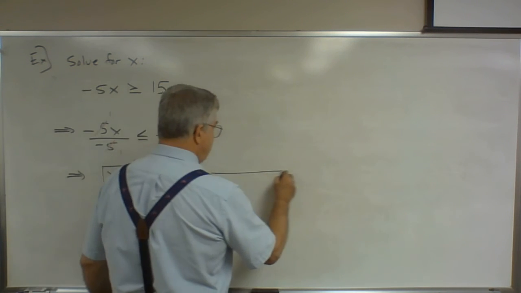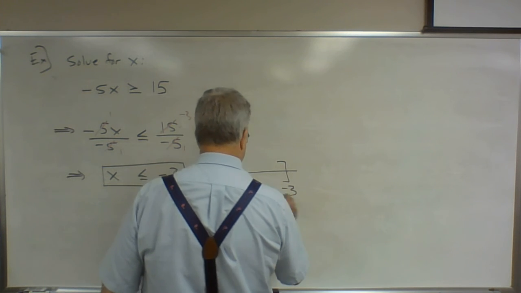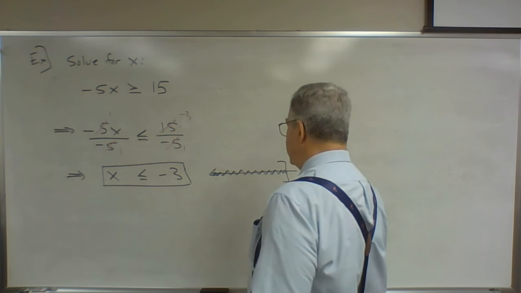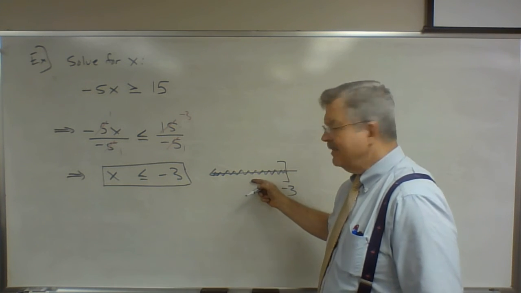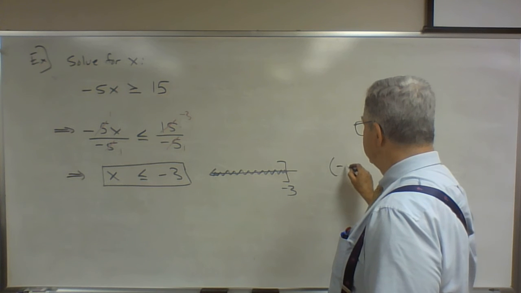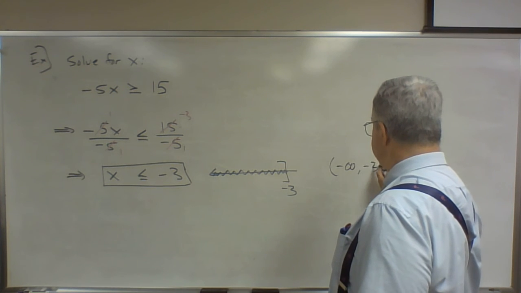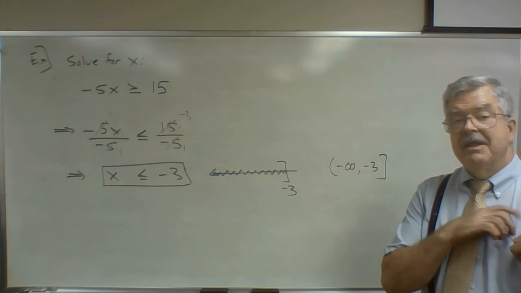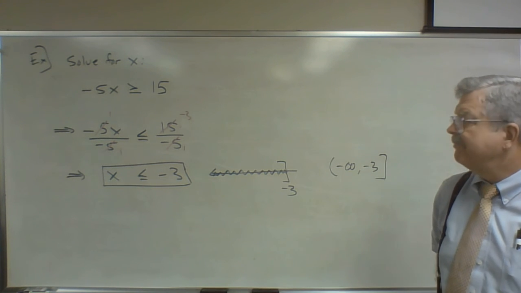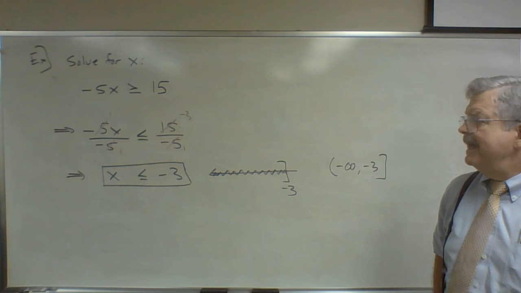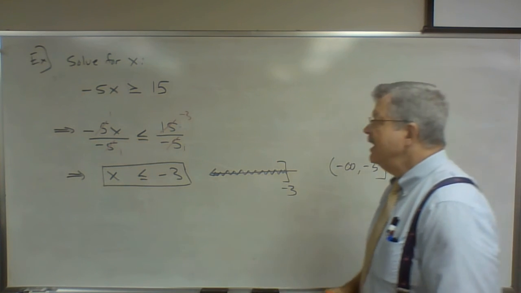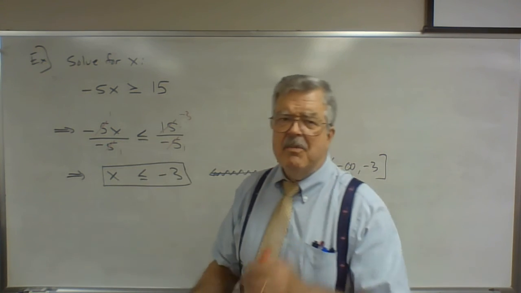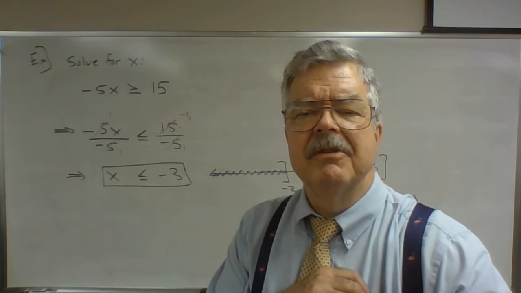And in interval notation. Wait a minute, this is graphic notation. Interval notation, -infinity, -3, okay. You notice that? I divided by a negative number, and I had to take this sign and turn it around. One more example illustrating this.